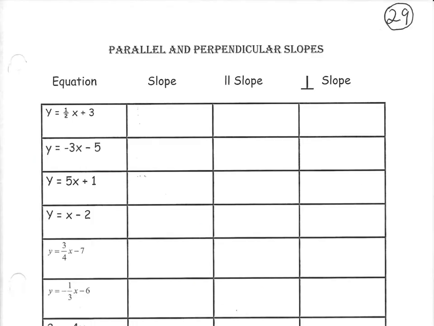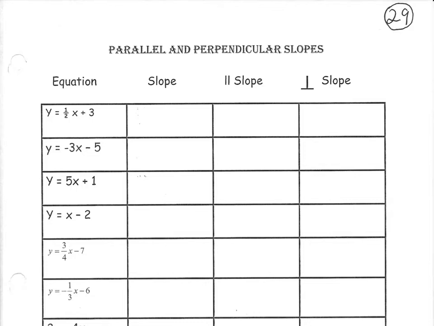So if you don't have it out already, go ahead and take out worksheet 29. They've got a chart set up here. They give you an equation. First thing they want you to do is to identify the slope. Then they want you to tell what the parallel slope would have to be, and then what the perpendicular slope would be. Again, we're not worried about equations, so on this sheet, we're never going to pay attention to B. We're just going to pay attention to M.